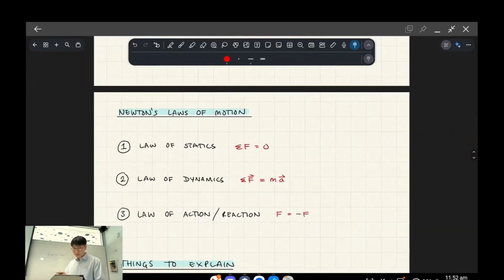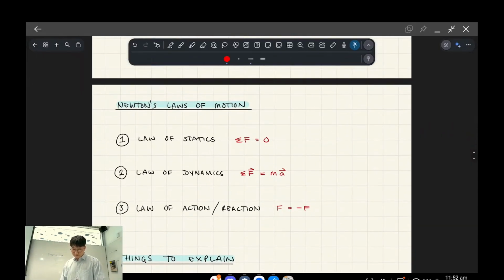Okay, so Isaac Newton's laws of motion, there's 3. They're really long if you read them. I can't recall them off the top of my head, but I break them down into things that I do know. Oh, thank you. Okay, so the first law is the law of statics, essentially.